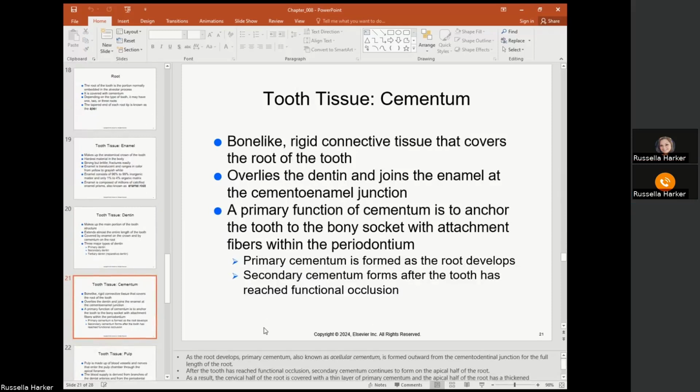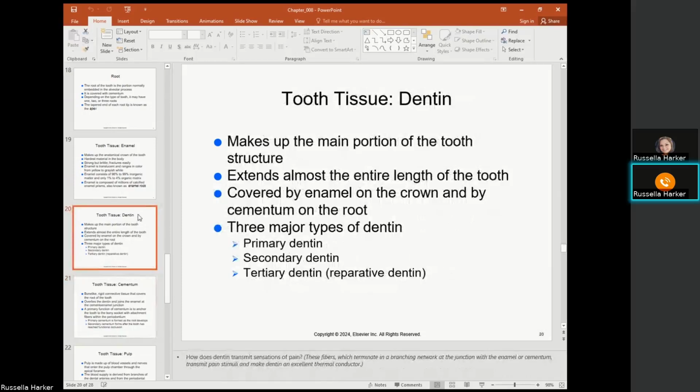With dentin, it's bone-like, rigid connective tissue. Dentin makes up the main portion of the tooth structure, extends almost the entire length of the tooth, and it's covered by enamel on the crown and cementum on the root. We have primary, secondary, and reparative dentin.